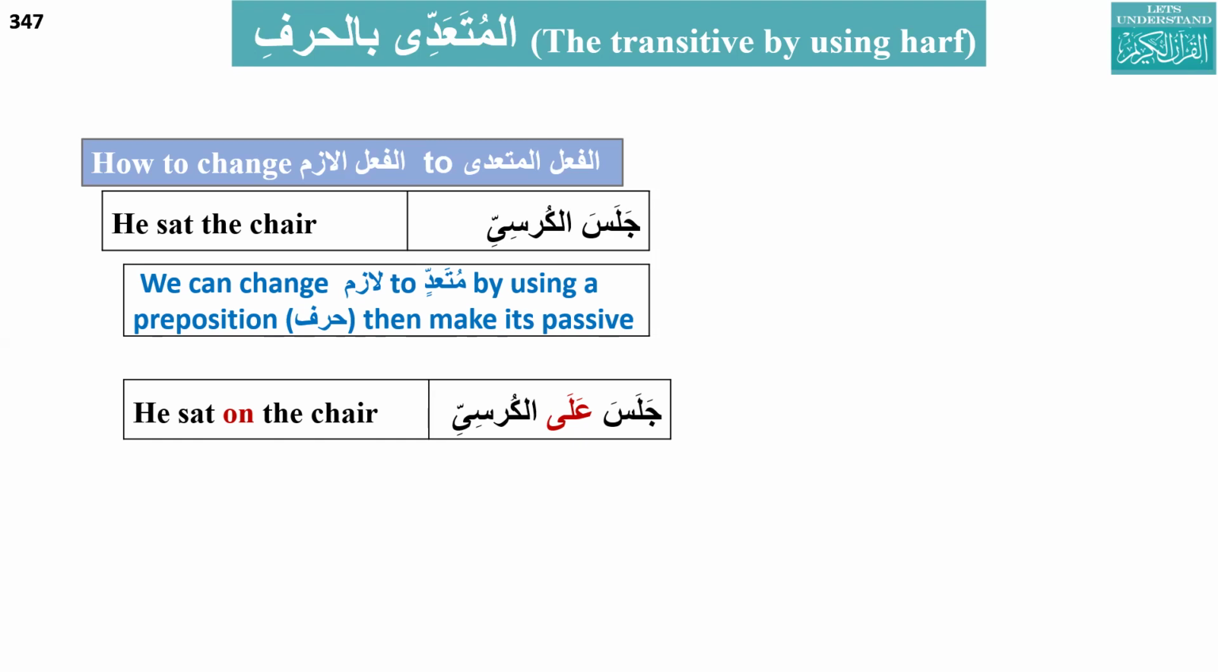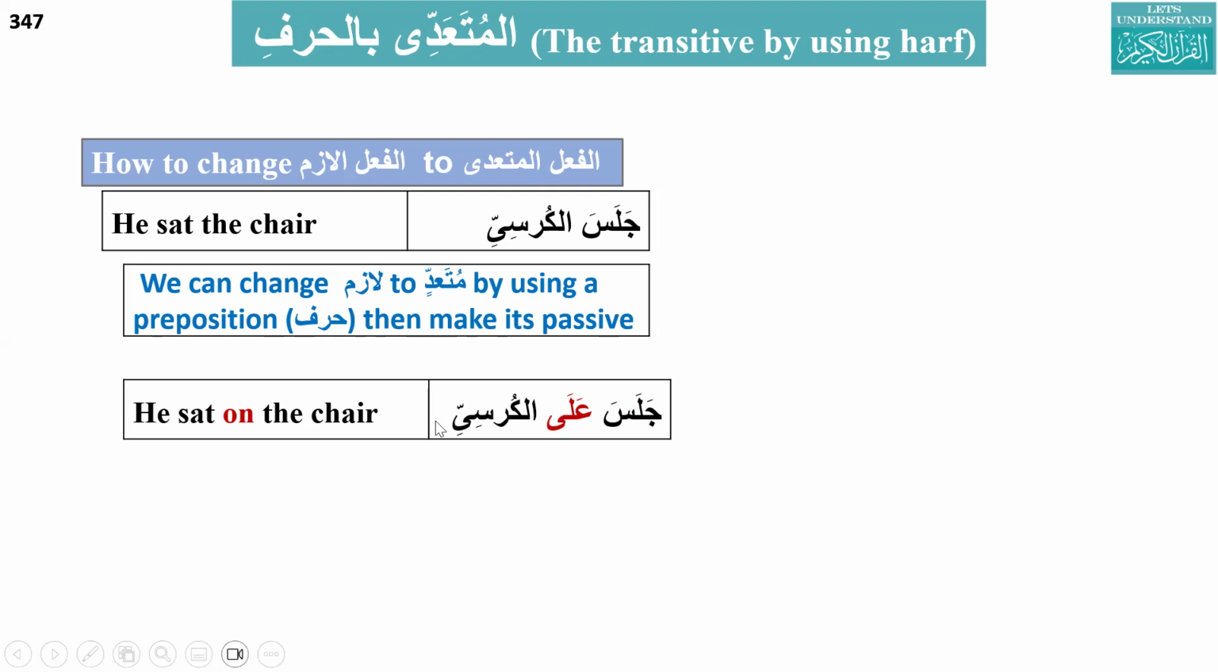So whenever we want to change fi'lul lazim to fi'lul mutaaddi, what do we have to do? We can change lazim to mutaaddi by using a preposition, a harf, and then it can be made passive because there is now a maf'ul. In this case, jalasa alal kursiyu. Jalasa kursiyu was not right. That was wrong. So how to make it right? We have to add a harf, and then it will make sense. And now it is he sat on the chair.